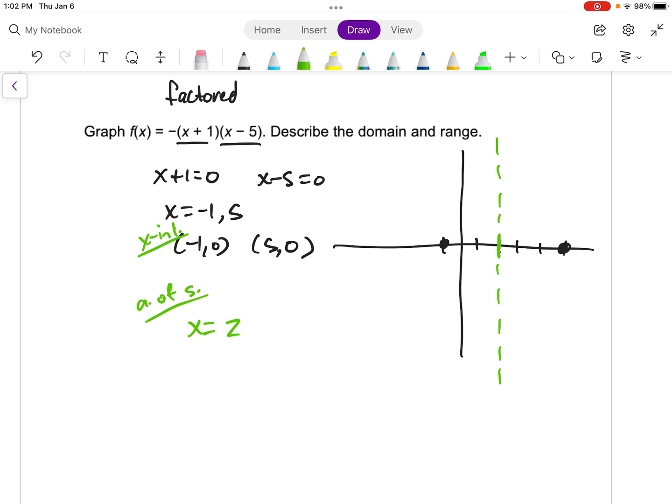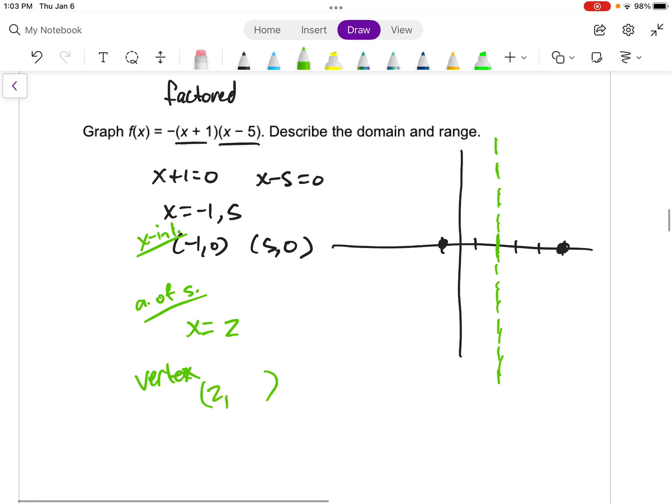Well, what that also tells me is my vertex has to be on that axis of symmetry. I don't know what the y-coordinate is, but somewhere up and down that line right there, you've got to have the vertex, which means my x-coordinate has to be 2. So hopefully that makes sense how I got that. I found the point halfway between negative 1 and 5, which was at 2. That means that's where my axis of symmetry has to be, and my vertex has to fall on that axis of symmetry. That means it has to be the x-coordinate of my vertex.